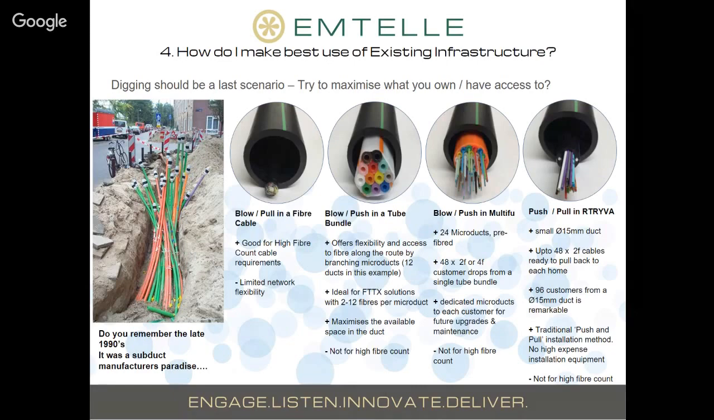Then the final solution on this page is the Emtelle Retriever system. This can have up to 48 2-fibre cables pre-installed, so you can actually do 96 fibre drops from one single 40mm duct. This actually fits into a 32mm duct or smaller as well. So this gives huge flexibility and provision for fibre to the home from a single 40mm duct or smaller.